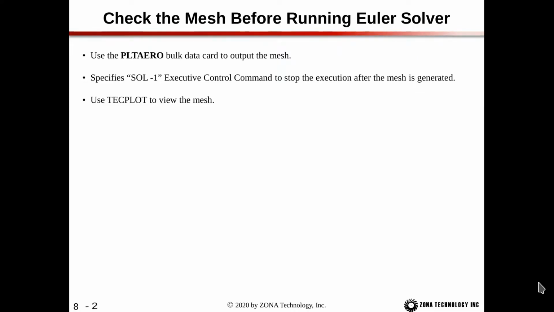So the first option here is to use the PLOT ARROW bulk data card to output the mesh. And then you can specify SOLUTION -1 in the executive control command, which stops execution of ZEUS after the mesh is generated. And then you can use Tecplot to view the mesh.